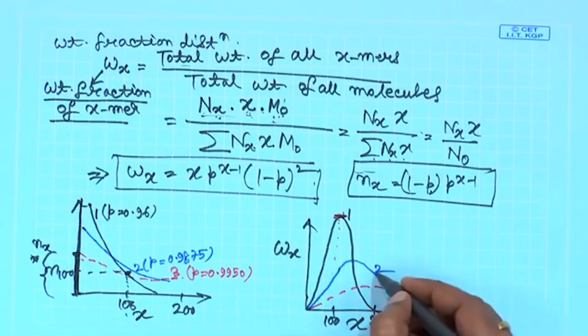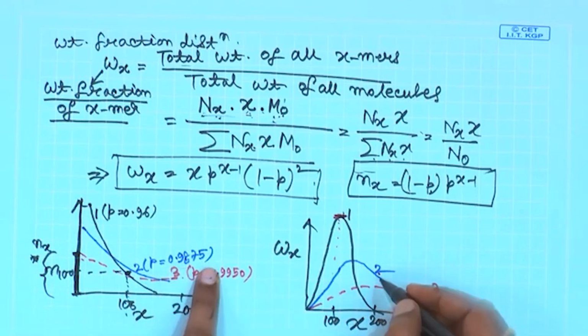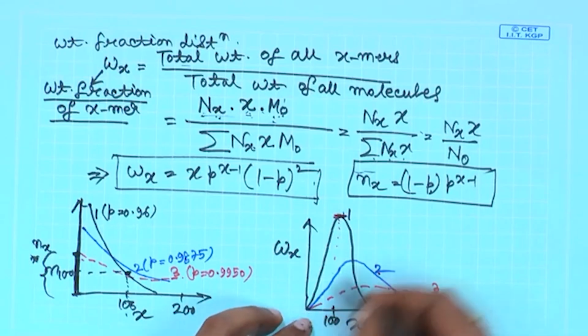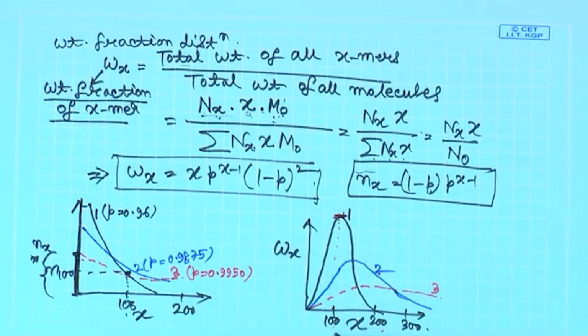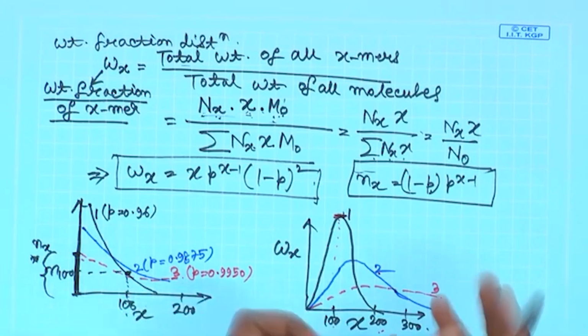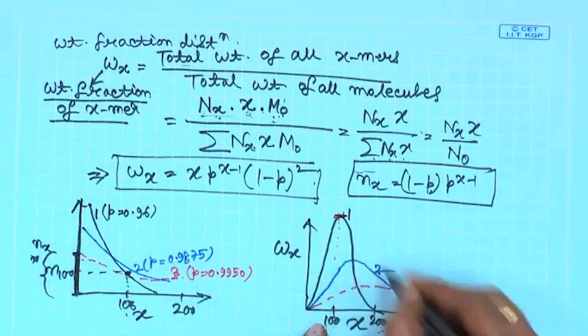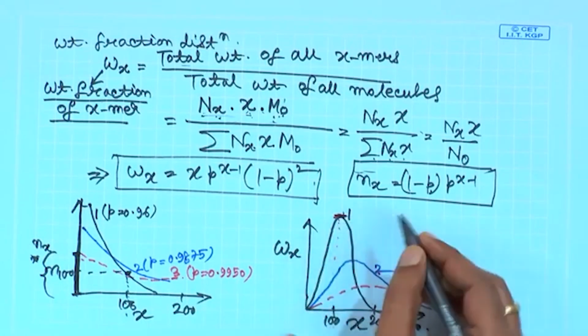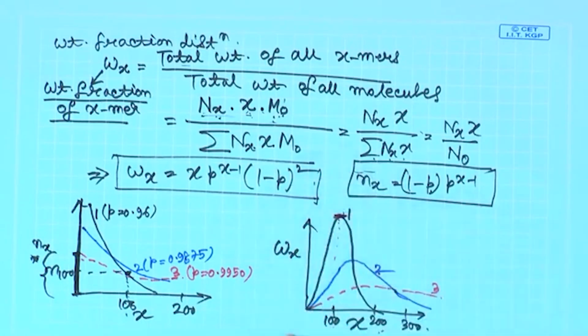Or if you are looking at curve 2, which is 0.9875, 98% conversion and close to 99% conversion, the proportion of somewhere between 100 and 200 structural units per polymer molecule, the proportion of those species in terms of weight is the highest, and this maximum roughly corresponds to the number average molecular weight. So, this is the difference.